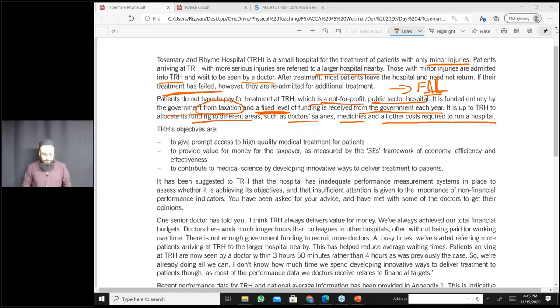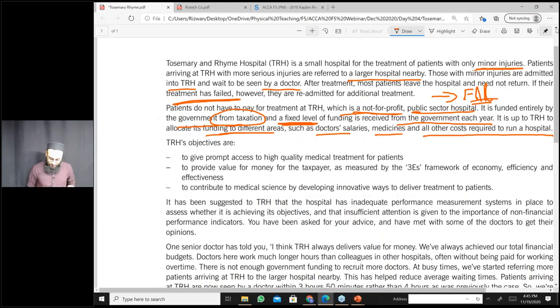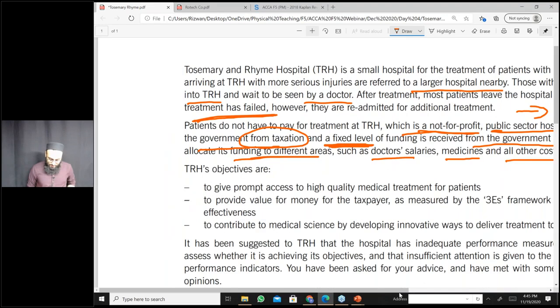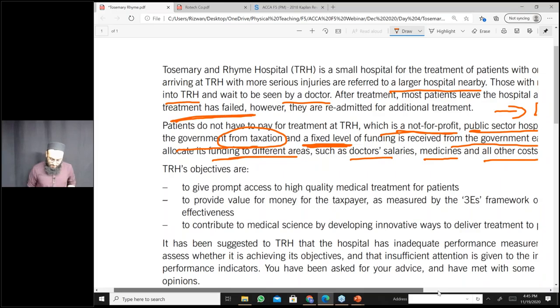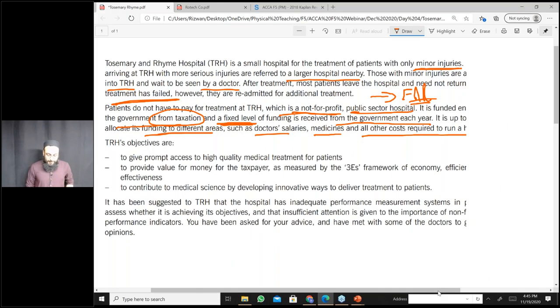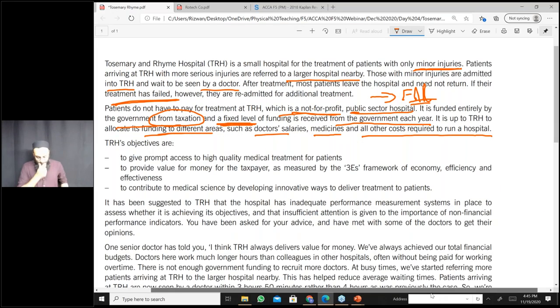Are you getting my point? Okay, you want me to zoom it? Okay, fine. I hope it's better now. So it's funded by the government, right?